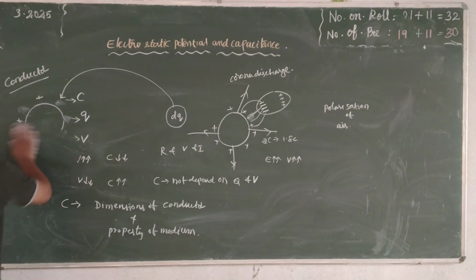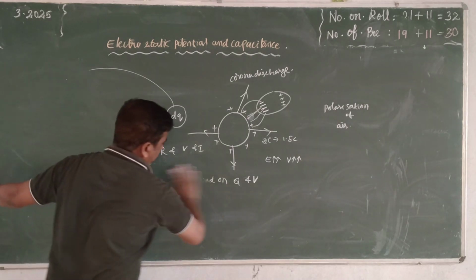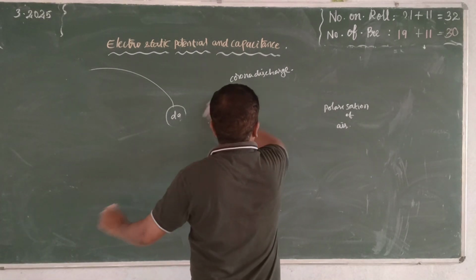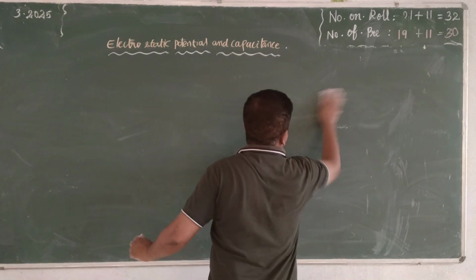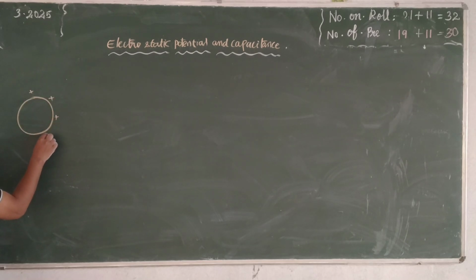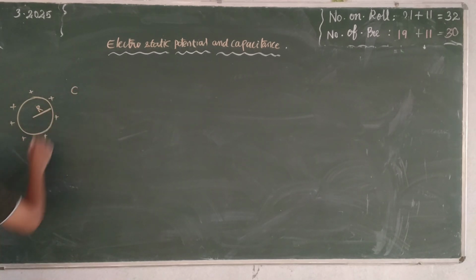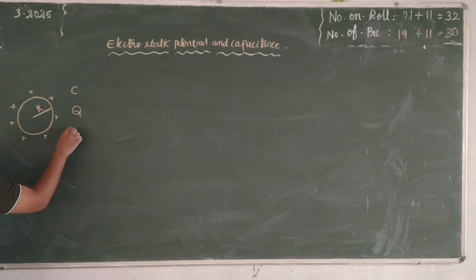Now we discuss the spherical capacitor. We can take a spherical capacitor, a conductor, so the total charge resides on the surface. This is the charge residing on the surface. The positive charge is here, and its radius is capital R. What is the capacitance? C, with charge Q and potential V.